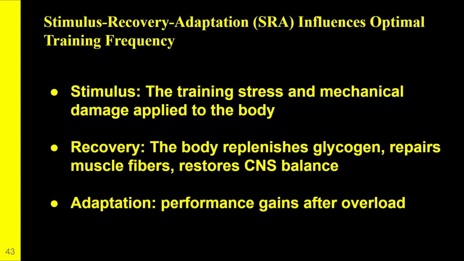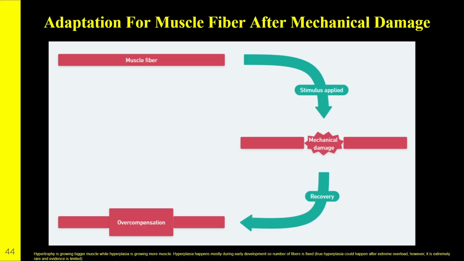Stimulus, in this case, is the training stress and mechanical damage applied to the body. Recovery, the body replenishes glycogen, repairs muscle fiber, and restores CNS balance. Adaptation is the performance gain after the overload and recovery. Alright, here's a drawing of the process of adaptation.